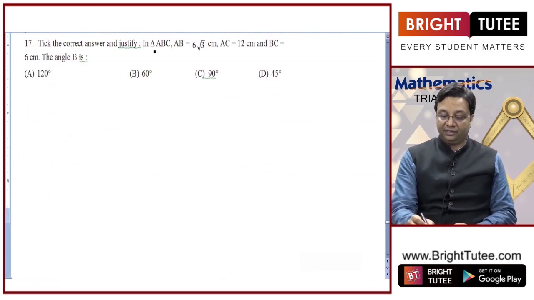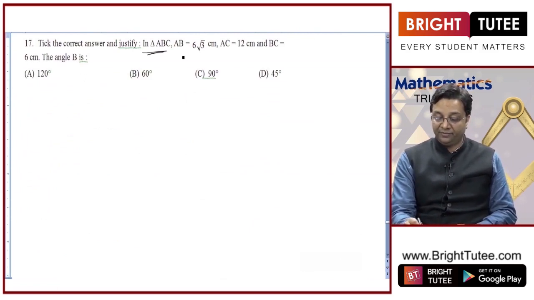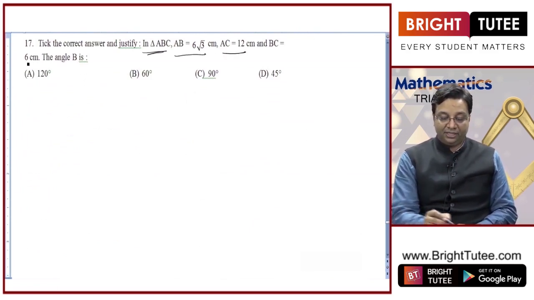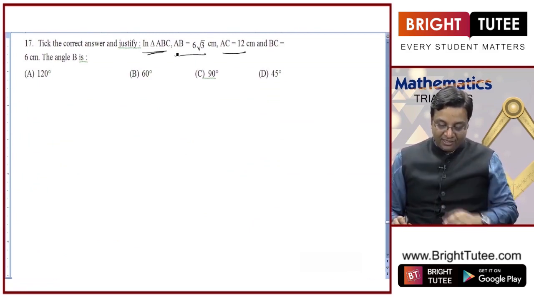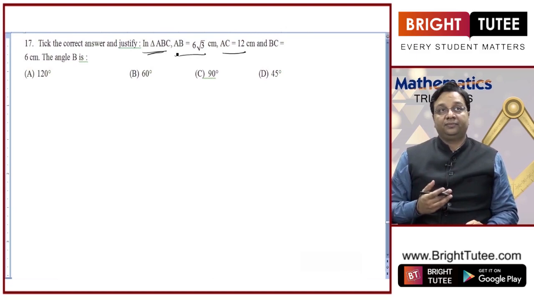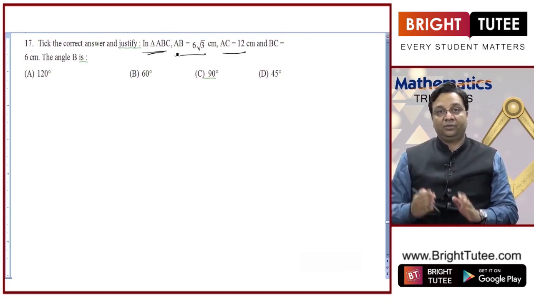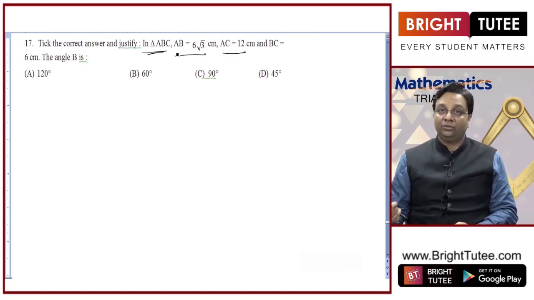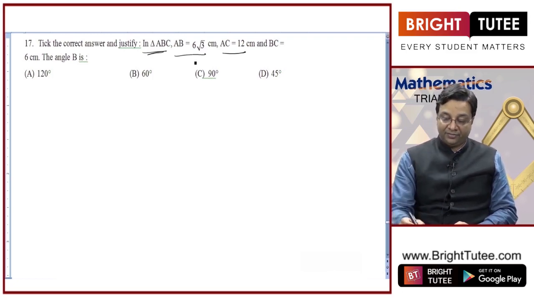Tick the correct answer and justify that in triangle ABC, AB, AC and BC are given, then angle B is. So in case of a triangle and 3 sides are given, if the sum of squares of any 2 sides is equal to the square of the third side, then we will say it is a right angle triangle. Okay. So let us check their squares first.